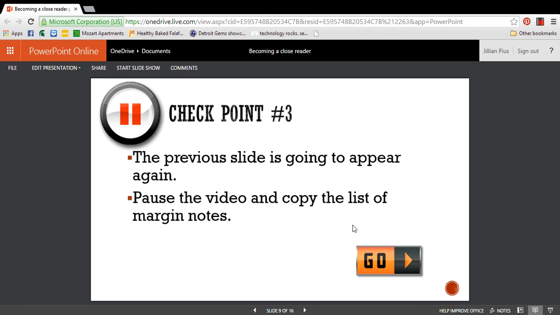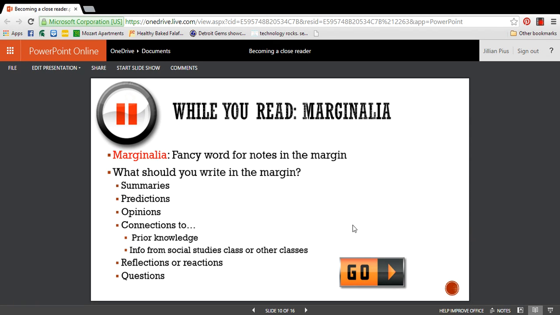Which brings us to checkpoint number 3. I'm going to show the previous slide again, and you're going to copy the list of different types of margin notes. So pause this video, and all the bullet points beneath, what should you write in the margin? I want you to write those down. So pause the video, write those things down. When you're done, you can unpause the video and proceed.